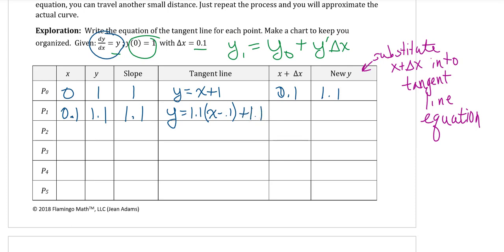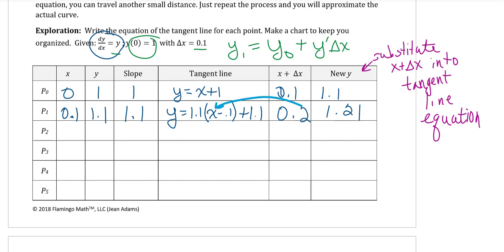Okay, and then you just keep repeating the process. So then our new x is going to be 0.2, and then you substitute that into your tangent line equation to get your new y. And when you do that, you get 1.21. And you just keep repeating that process.